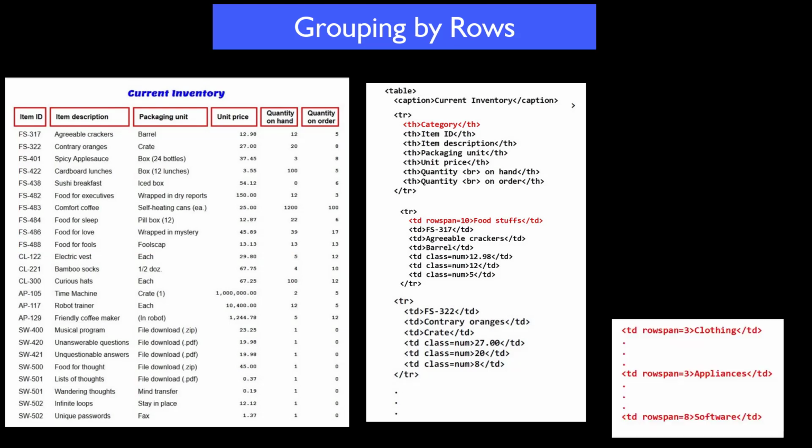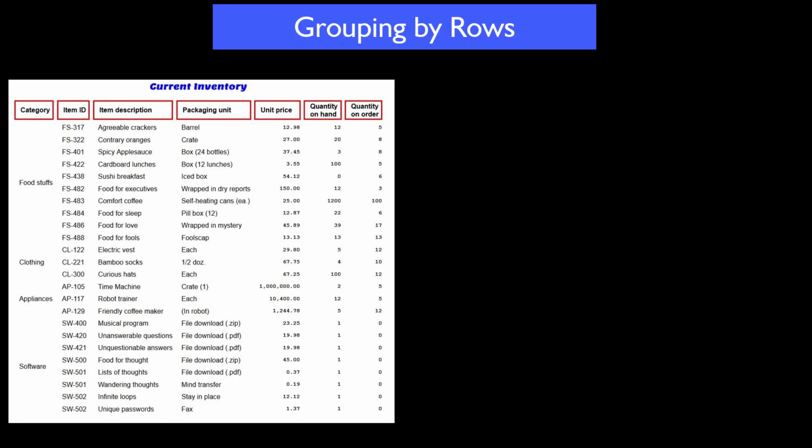Then further down, we'll add these TD elements: TD rowspan equals 3 clothing, and TD rowspan equals 3 appliances, and TD rowspan equals 8 software. And now we see our table looks like this. So we see the new column header and the new column titles. Well, it sort of shows the idea, but visually it doesn't grab me.